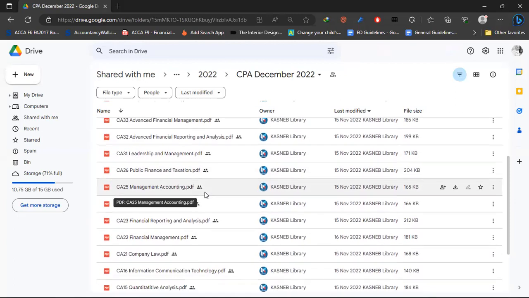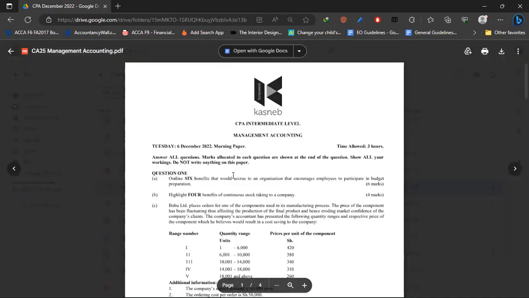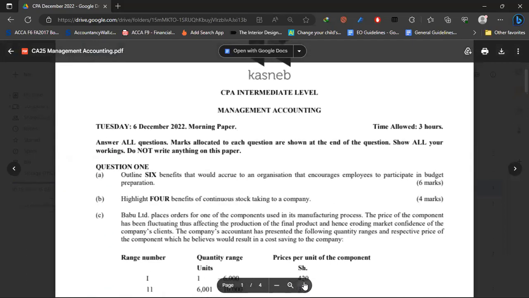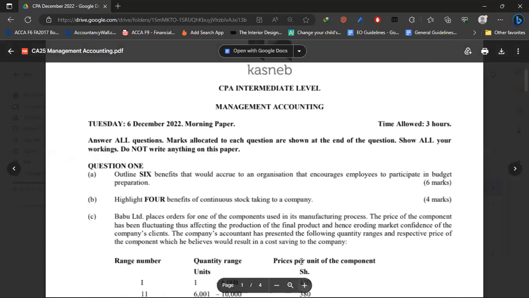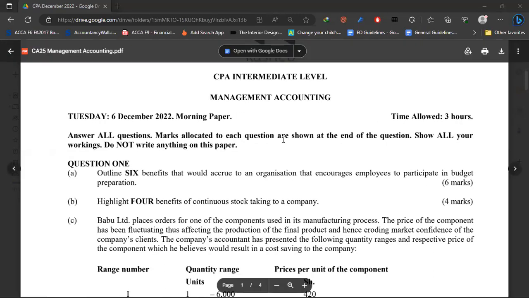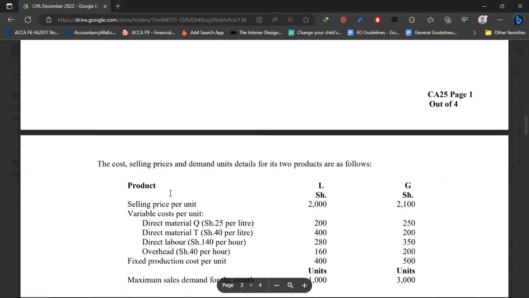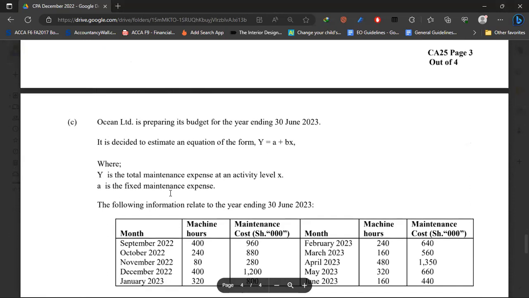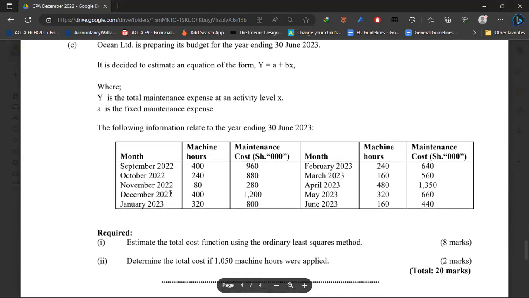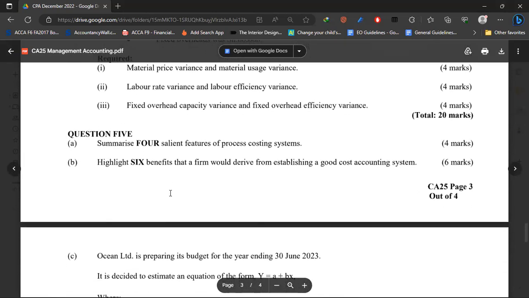Today we are doing management accounting. So you just click the management accounting paper. Let's see whether I was able to share the paper. So you click it, then look at the question. It should be the last question here. Correct. It should be question 5C. You can see question 5C.